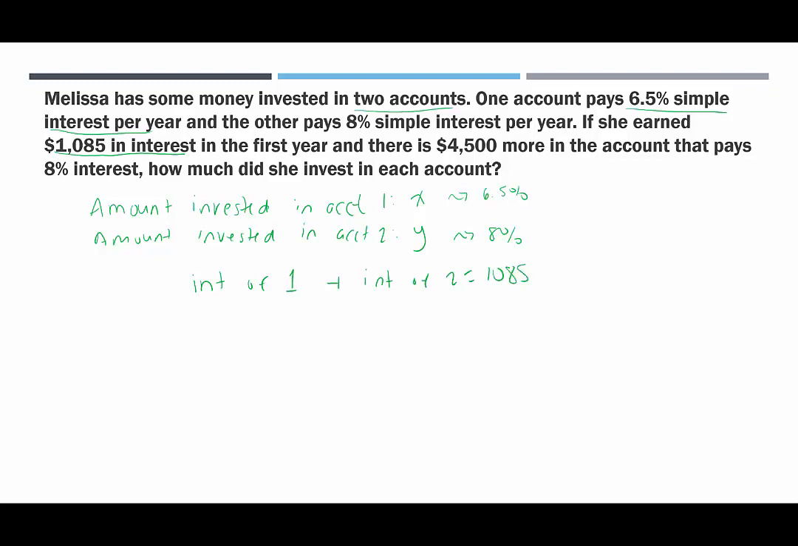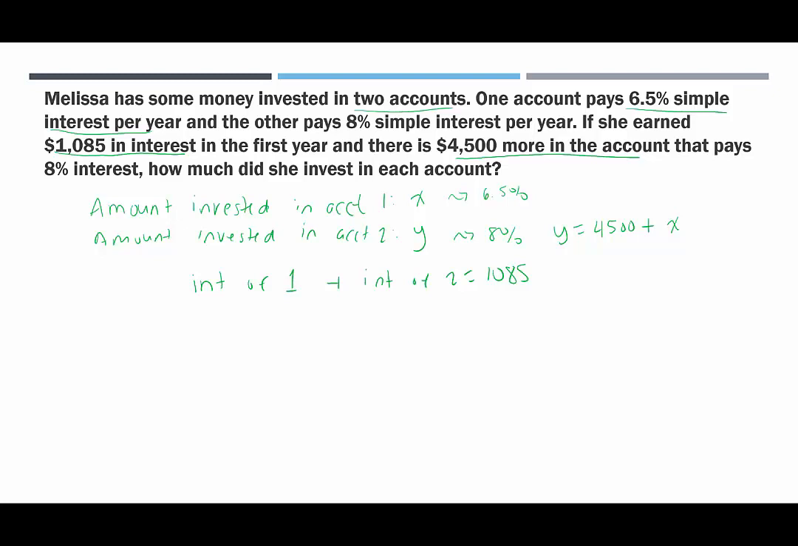One more piece of information that we're told. There is $4,500 more in the account that pays 8% interest. So there's more money in this account than in the other account. So how can we represent this? We can represent the Y value, the 8%, by saying that Y is the same as $4,500 more than the amount invested in the other account, X. So we're going to represent the amount invested in account 2 not only as Y, but we can also call it 4,500 plus X.